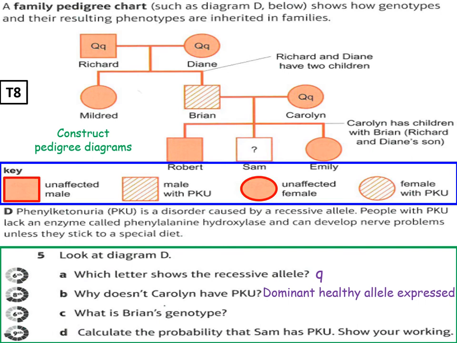What is Brian's genotype? Brian, we can see, is male with PKU. So if you've got PKU, you must have two lowercase q alleles.